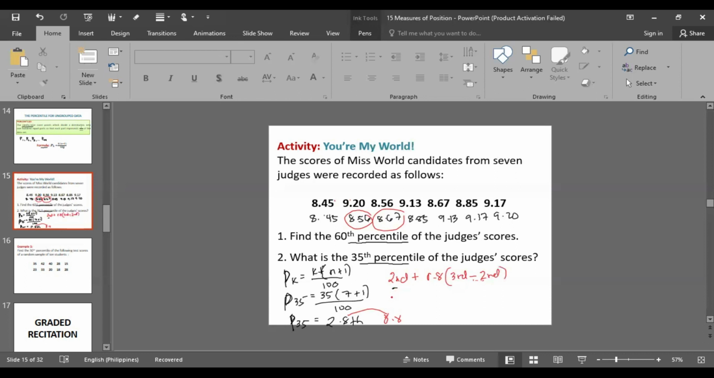So the 2nd score point is 8.56 plus 0.8 times 8.67 is the 3rd score point. Subtract it to the 2nd score point. Get the difference of the values inside the parentheses. It's 0.11. Multiply it by 0.8, 0.088. And add it to 8.56. It's 8.648.